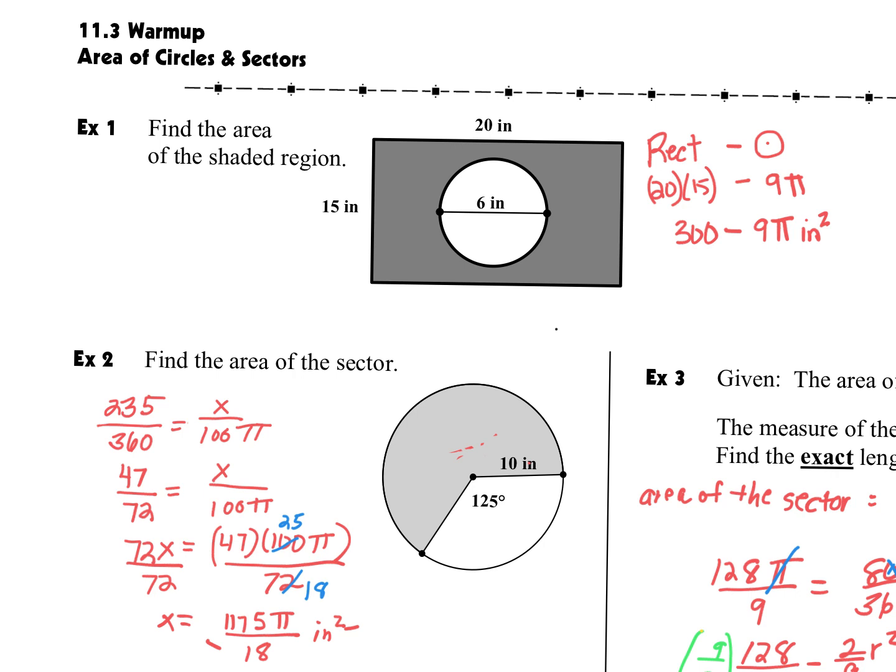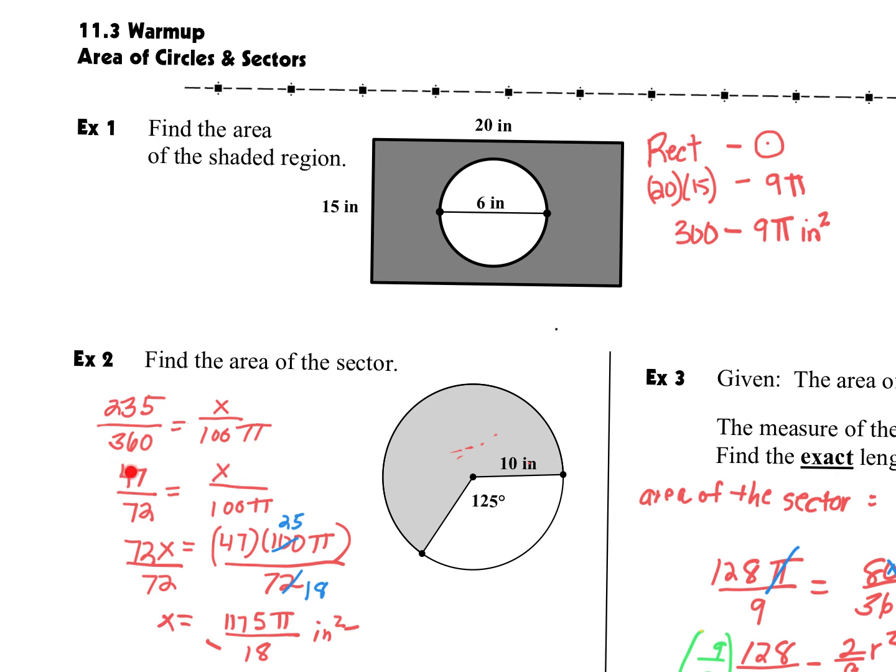In example 2, we're going to find the area of the sector. If this is 125, I'm going to take 360 minus 125, and that's going to give me 235 over 360. This is what I'm looking for. And then the area would be the radius squared times pi. So I've set up my proportion.